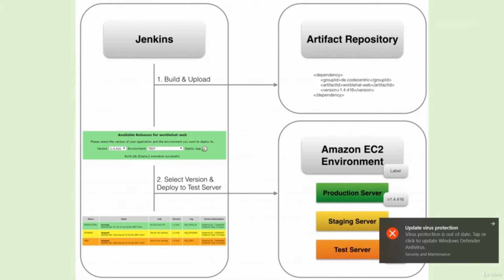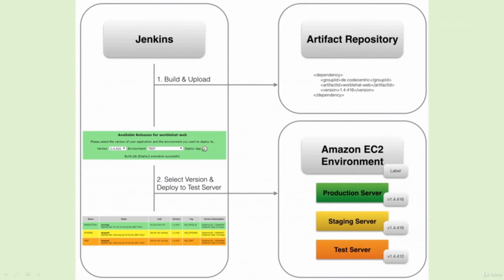Jenkins or artifact repositories to build and upload on the sections. You have the artifact repository, the EC2 environment. You can build and upload the Jenkins with the artifact using the simple XML type syntax. Then you have the EC2, the production server, staging and test server that you could select the version and deploy on the test servers.